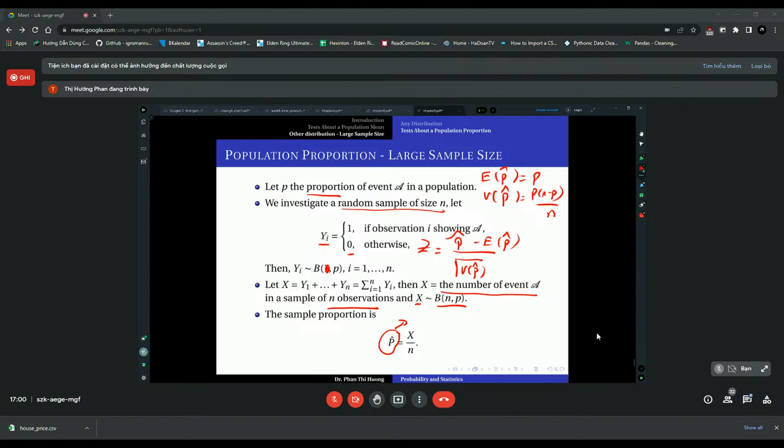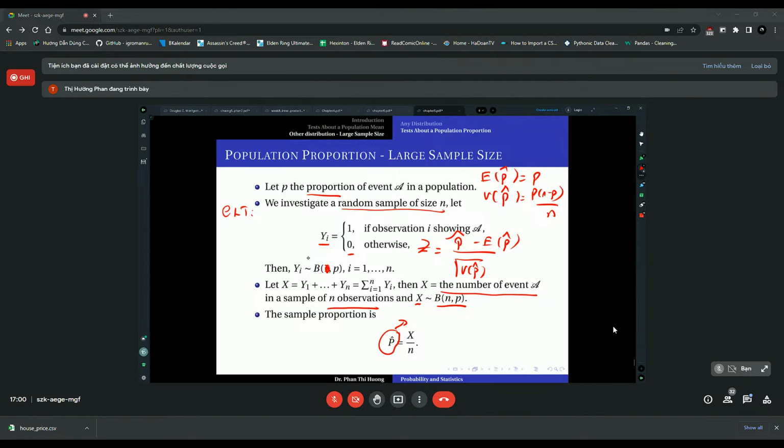The distribution of p hat depends on the distribution of X. X follows the binomial distribution, and then divided by n. It does not follow the normal distribution. As we have learned together, in case we don't have a normal distribution but want to approximate the random variable using a normal distribution, we think about using the central limit theorem.